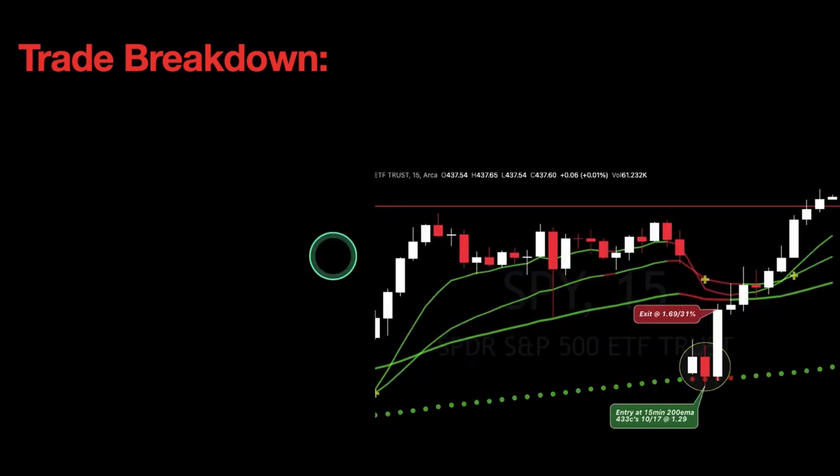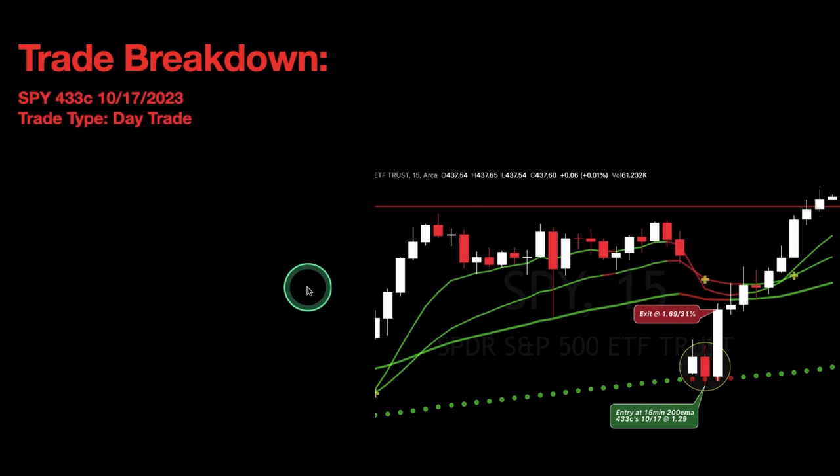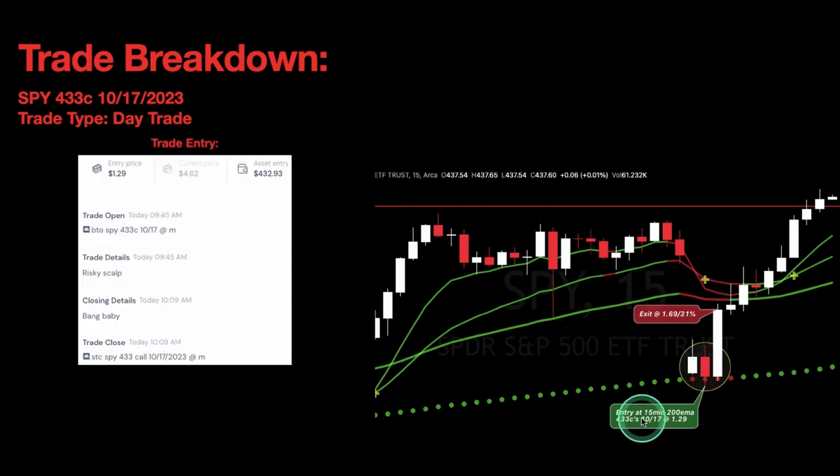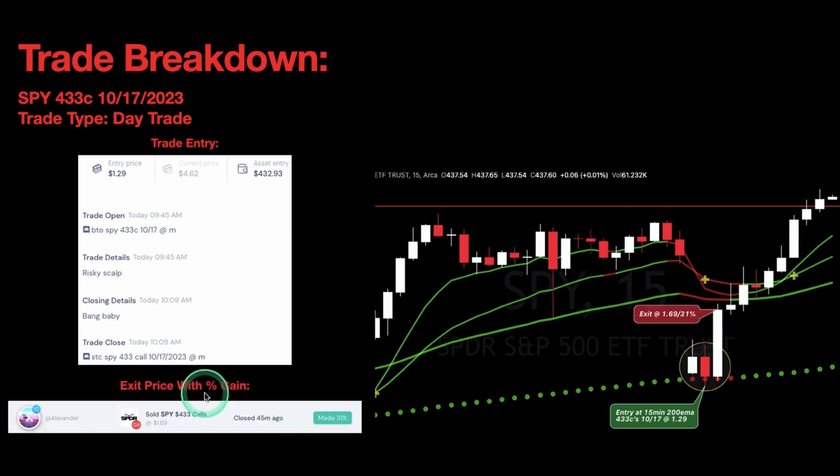All right. And our last example, this is actually from today. So this is a trade I took today and alerted. This is a SPY 433 call, 10-17, which is the date today. This is a day trade. You can see that we entered at the 15 minute 200 EMA. So this is not a 9 and 21 EMA trade. This is a 200 EMA trade. And we entered at $1.29 a contract. We entered at 9:45, and then we ended up exiting at 10:09. So just in this 15 minute bar, we exited around this area. And here's our exit price with the gain.